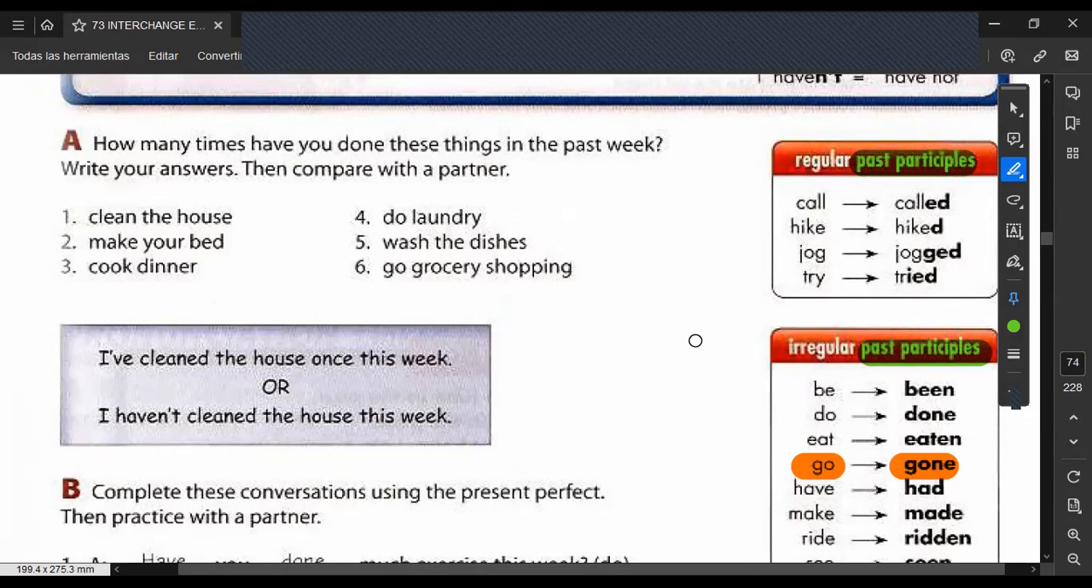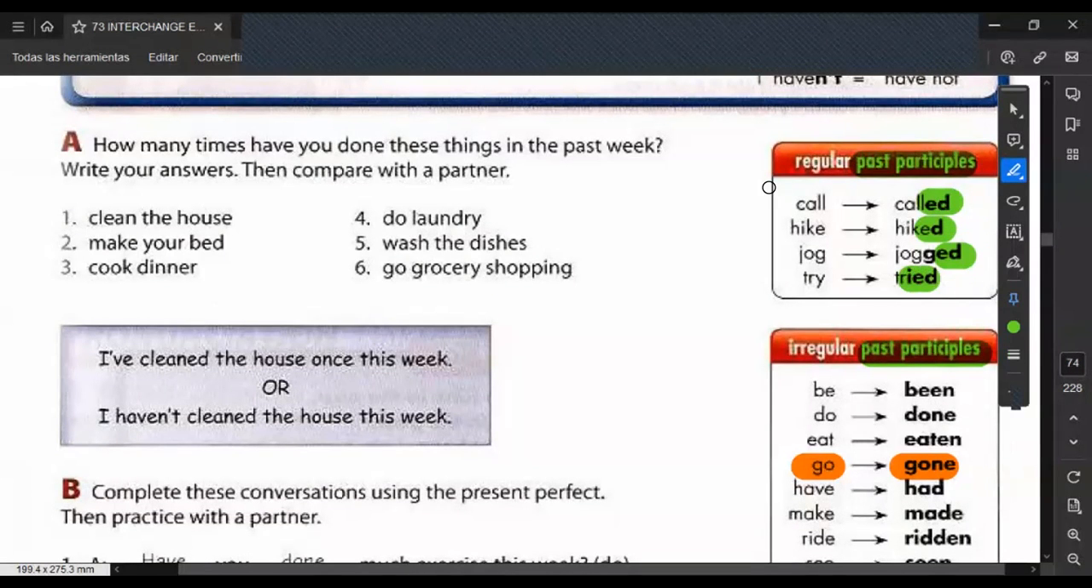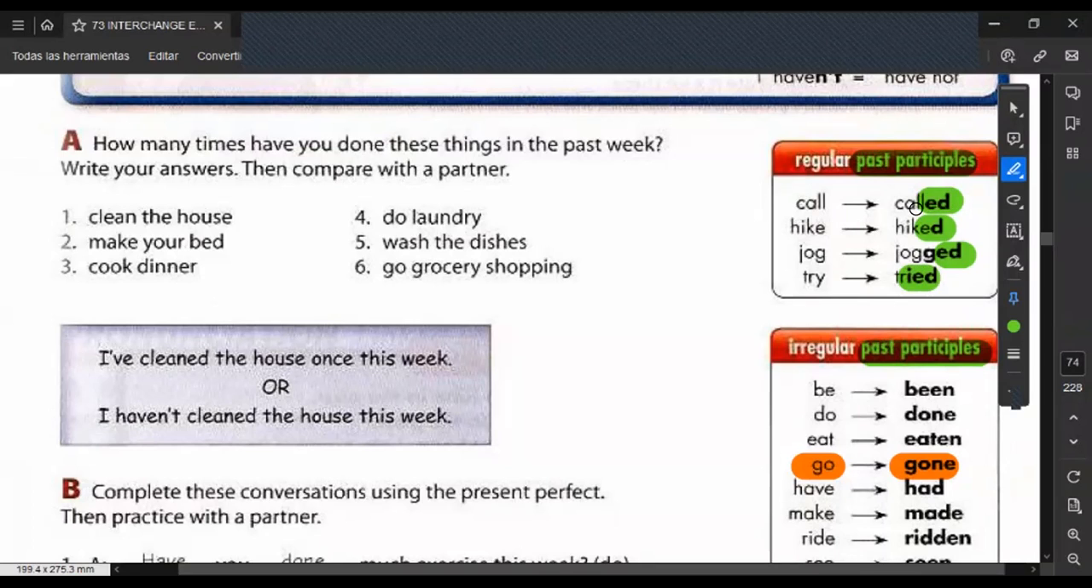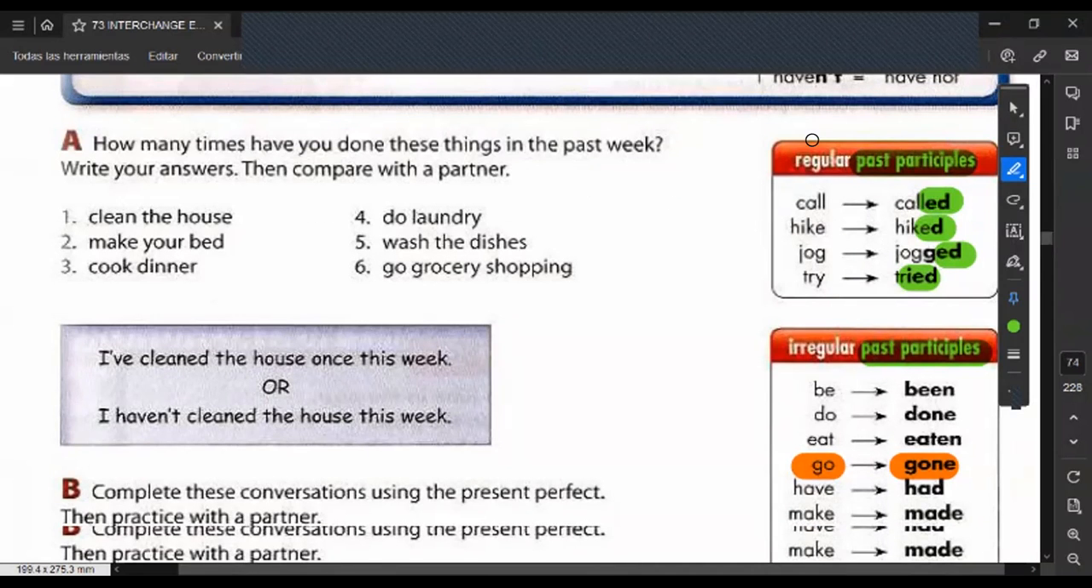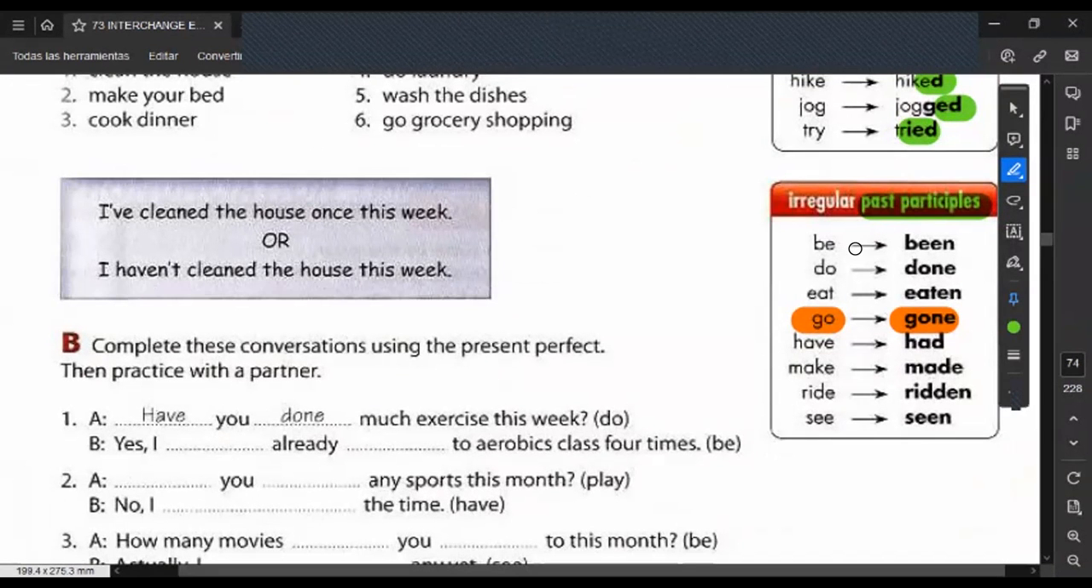En los listados de los verbos le aparecen tres columnas. El presente, el pasado y el pasado participio. Este tiempo del presente perfecto utiliza la tercera columna, los pasados participios. En el caso de los regulares, el pasado y el pasado participio es lo mismo, con ed. Siempre va a terminar con ed. The ending is ed, right? Okay. So you have call, called. Hike, hiked. Jog, jogged. Try, tried. Todos terminan con ed en pasado y pasado participio. Con los regulares no hay problemas, pero con los irregulares sí hay problemas. ¿Por qué? Porque los irregulares cambian tanto en pasado como en pasado participio.